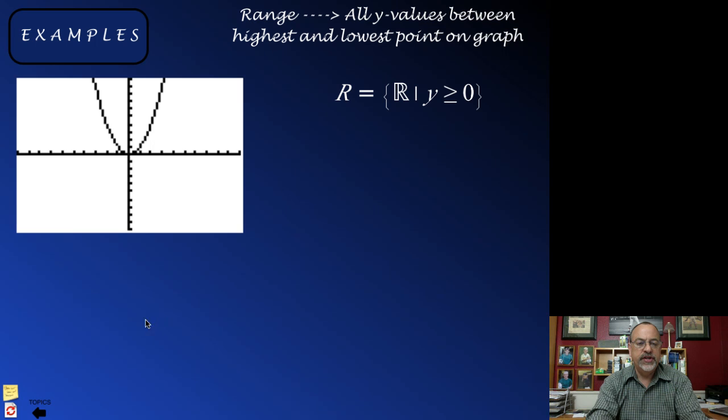Okay, so range, again, is a little bit more difficult algebraically. We can either use our knowledge of the functions, if we know what the function looks like from the equation, we can get the range that way, or we can simply graph it on our calculator and look at the function and determine the range by inspection.